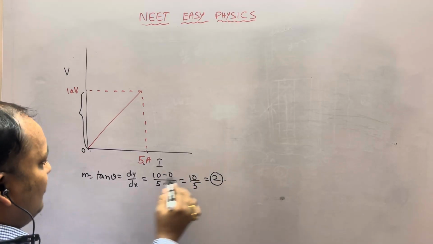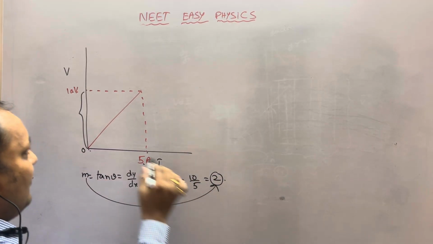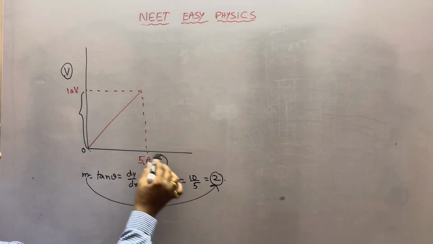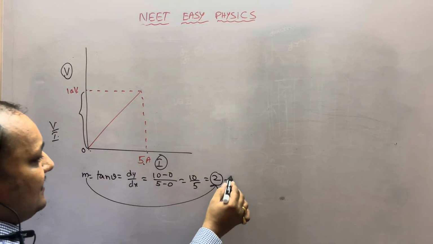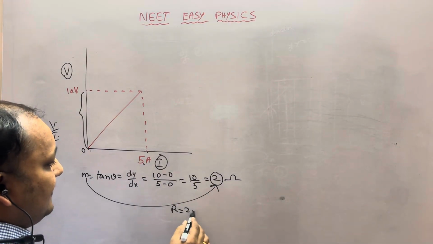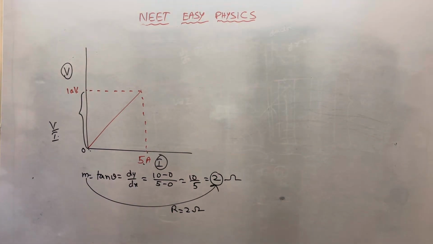So what does this 2 mean? Slope of the VI graph. Slope of the VI graph is voltage by current. Voltage by current means resistance. Therefore, the resistance of this device is 2 ohms.